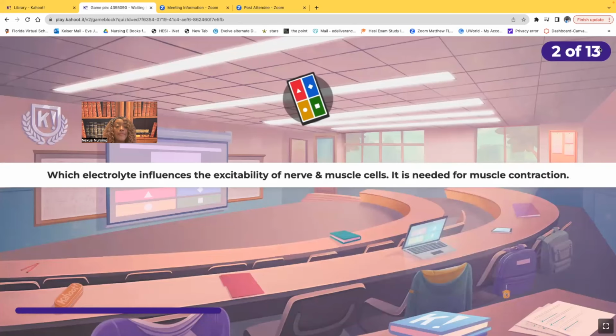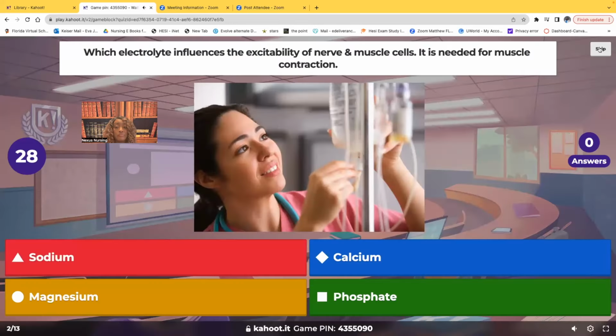Which electrolyte influences excitability of nerve and muscle cells? It's also needed for muscle contraction. Is it sodium, calcium, magnesium, or phosphate? What do you guys think? You guys are doing pretty good on the live.